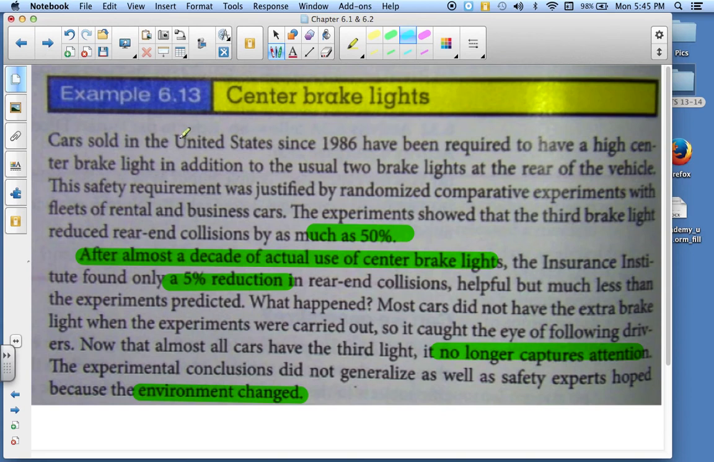Center brake lights. When center brake lights came out before 1986, there was a reduction of almost 50% in rear-end collisions. But as time moved on, a decade later, that reduction was only 5% in rear-end collisions. So basically, what happened was it no longer captured people's attention. They became used to that third brake light. So the environment changed. So you've got to be aware of things like that change over time.